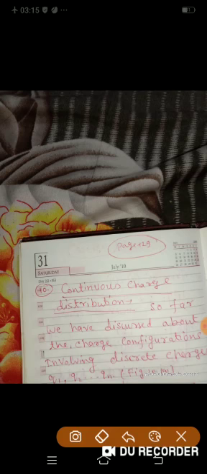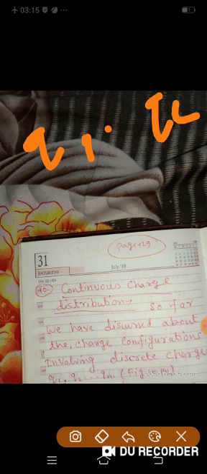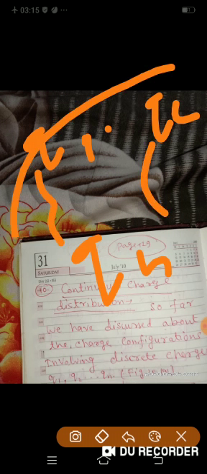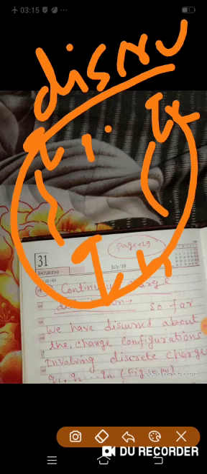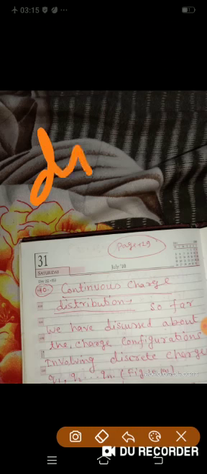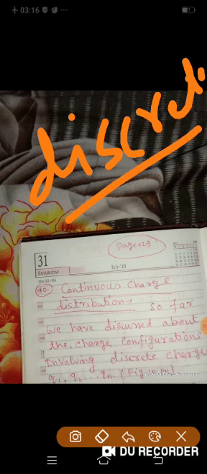Okay students, so I am going to tell you. Suppose there are charges q1, q2, up to qn. There are so many charges and they are separated by a distance. This is called discrete charge distribution. Discrete, I am going to write this word one more time: discrete charge distribution. Okay, what is continuous charge distribution? I am going to tell you.